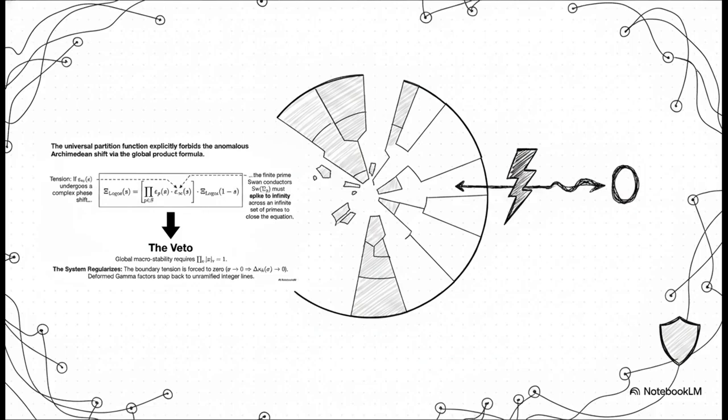So, you might be wondering, what happens to the universal partition function? Well, it absolutely breaks. The global functional equation usually enforces macro stability via an s to 1 minus s scale inversion symmetry. For that symmetry to somehow survive these anomalous Archimedean shifts, the finite prime swamp conductors would have to spike to infinity across an infinite set of primes just to balance the equation. But Lagos field theory explicitly forbids this. An infinite set of ramified primes would collapse the whole field theory into mathematical chaos. So the system has no choice. It must issue a veto.